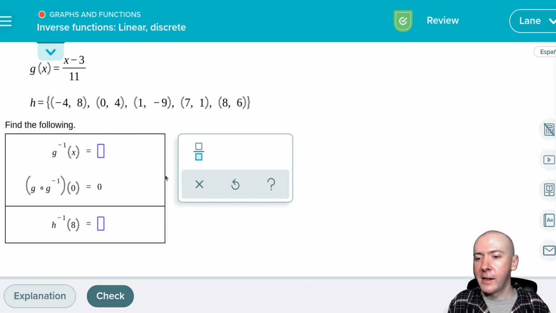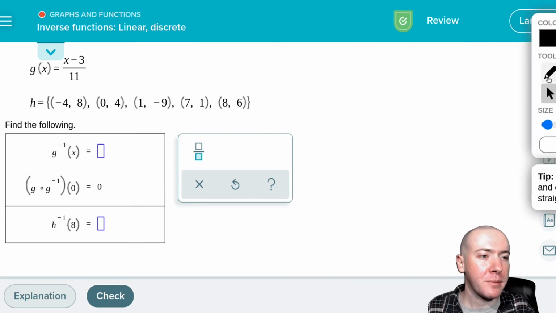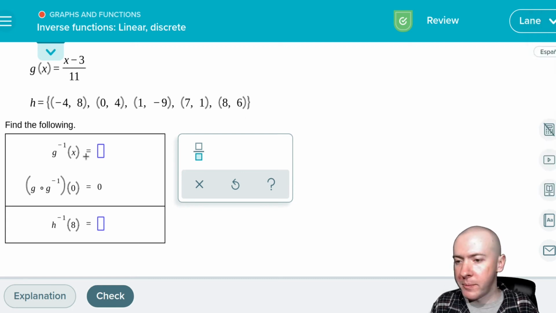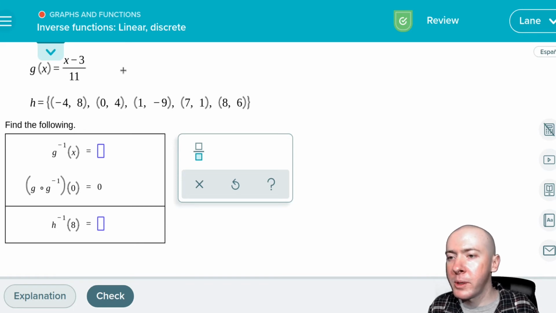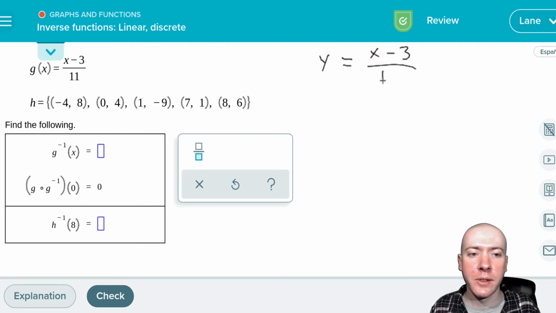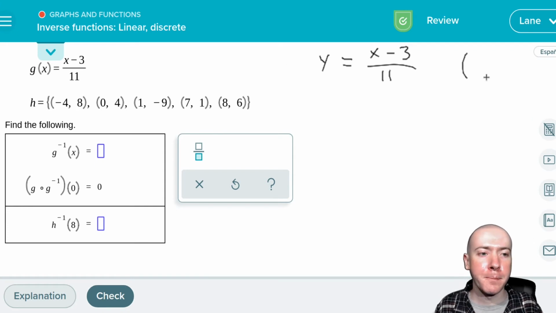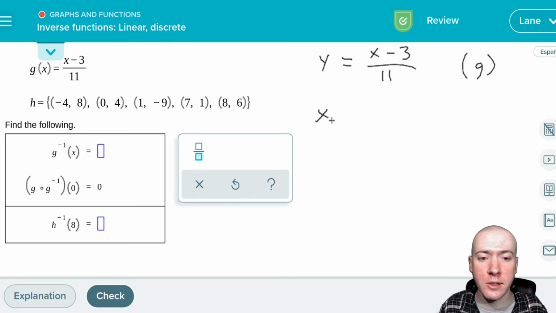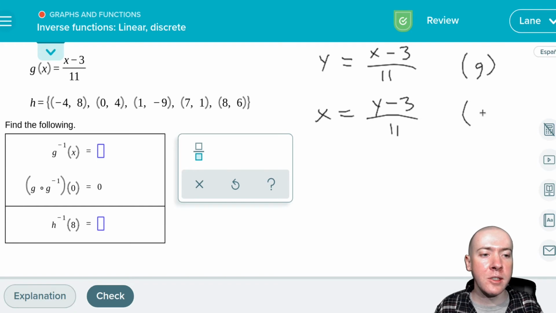Okay. The next one that I want to talk about is g inverse of x. This problem right here. Okay, so g of x is (x minus 3) over 11. So we could write for the function g, y equals (x minus 3) over 11. To write the inverse function, all we have to do is change the x and the y, or swap their places. So x equals (y minus 3) over 11.